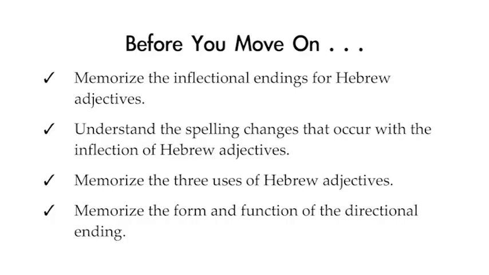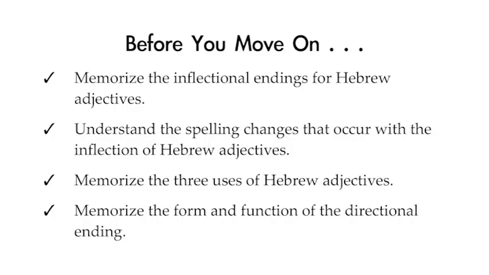So before you move on from this chapter, here's what you need to know and do. First, you need to memorize the inflectional endings for Hebrew adjectives, which you already know from chapter 4. That's good news. Second, you need to understand the spelling changes that occur with the inflection of Hebrew adjectives, which means this: if you're having trouble with inflecting Hebrew adjectives, it means you haven't really learned the information presented back in chapter 4, and you should probably go back there and learn that information because it's going to keep coming up as we progress through the chapters.